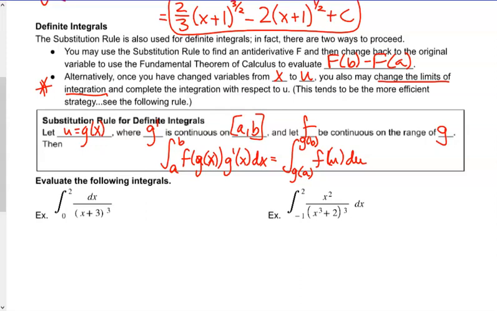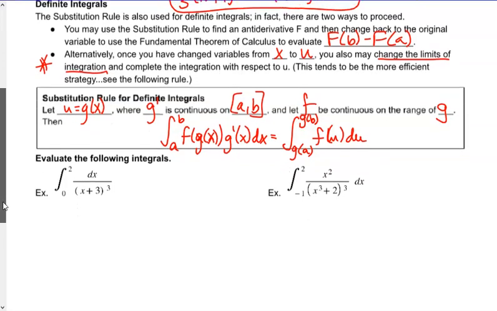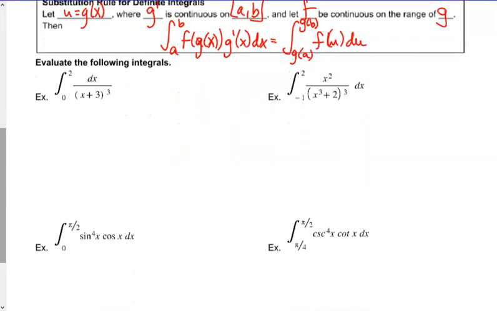Okay, so basically I have to plug that a into my g function and figure out what the new lower limit in terms of u is. Plug the b into the g function and figure out what the upper limit in terms of u is. And then I can integrate that and evaluate at those two values. So let's look at what that means and what it looks like.